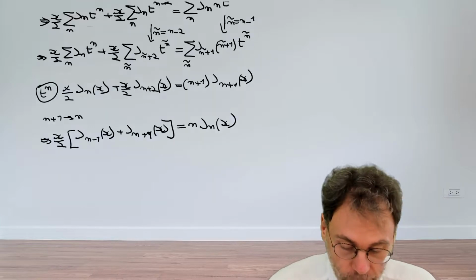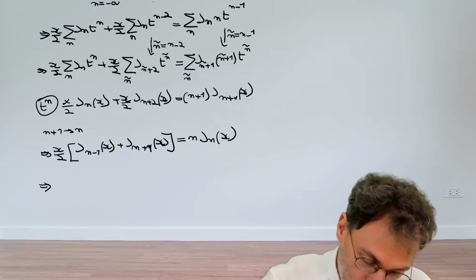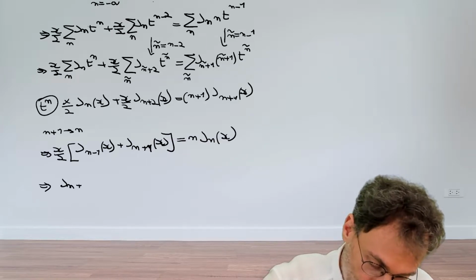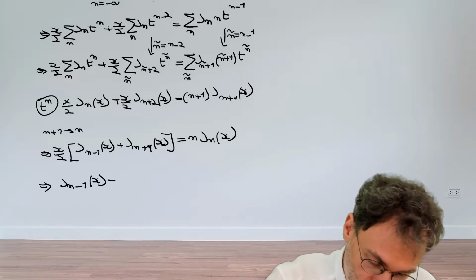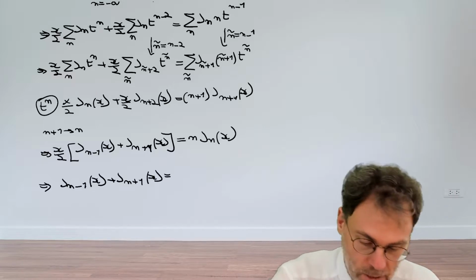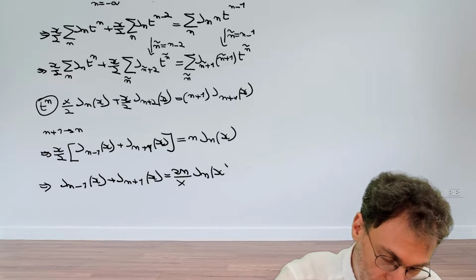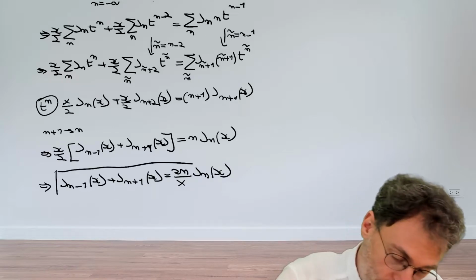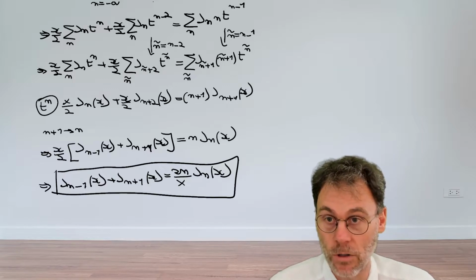Okay. The way this is typically written is by bringing x over 2 to the right-hand side. So we have that J_{n minus 1} of x plus J_{n plus 1} of x is equal to 2n over x J_n of x. And here we have a recurrence relationship between different orders of Bessel functions.